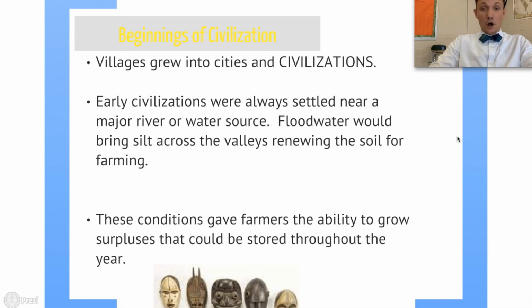Early civilizations were always settled near a major river or water source. Floodwater from rivers is going to bring silt across the valleys, renewing the soil for farming. Remember, farming is very important. It's what stopped old Stone Age people and made them new Stone Age people. These conditions gave farmers the ability to grow surpluses throughout the year. Remember, a surplus is extra food that can last you through the winter or through non-harvesting periods.